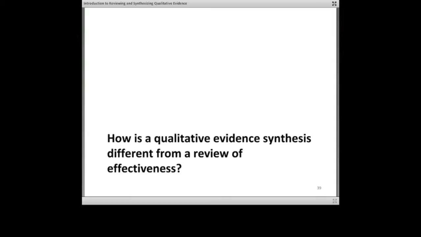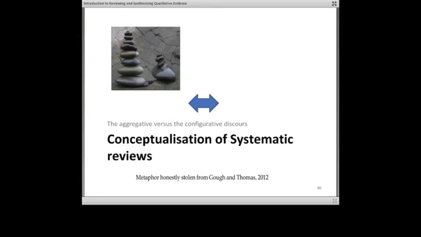I haven't spoken about how different qualitative evidence synthesis are from reviews of effectiveness. We know the sort of questions they might ask, but there are certain differences that are more on a conceptual level, which I'd like to speak to you about.